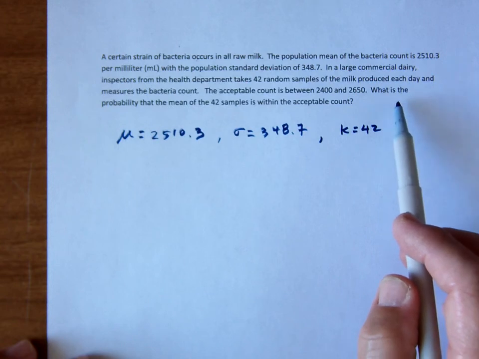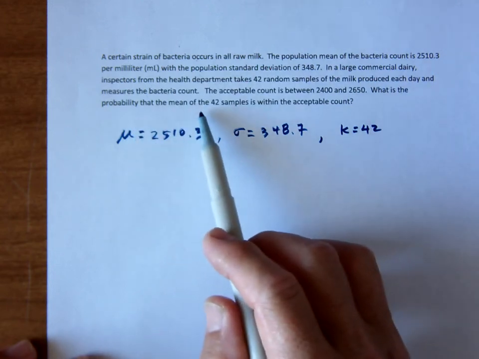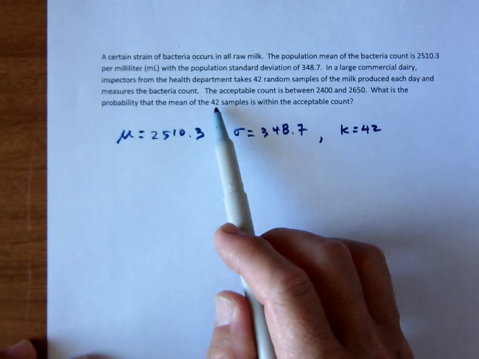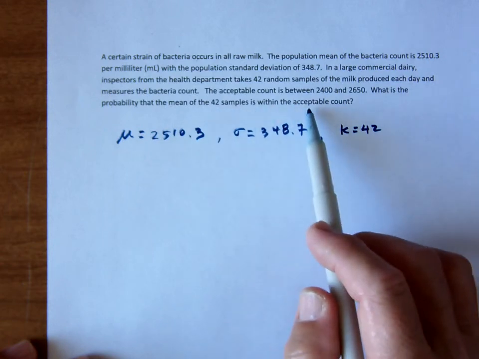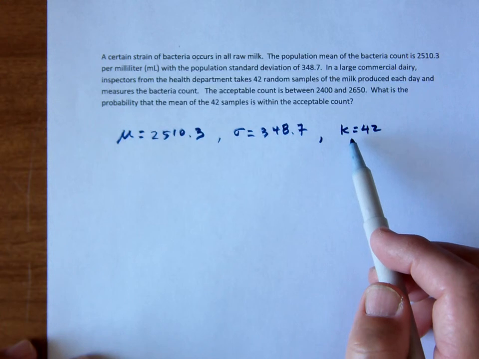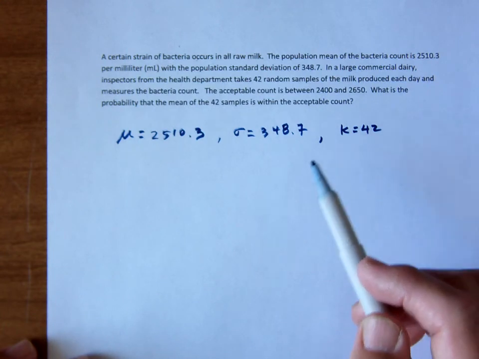Okay, so the question is, what is the probability that the mean of 42? They're going to take these 42 samples, put them through some type of machine that measures the bacteria count for each of the 42 samples, and takes the mean of the 42, and it is within the acceptable count. And if you notice that since K is larger than 30, we do not need to worry whether we have a normal distribution or not.